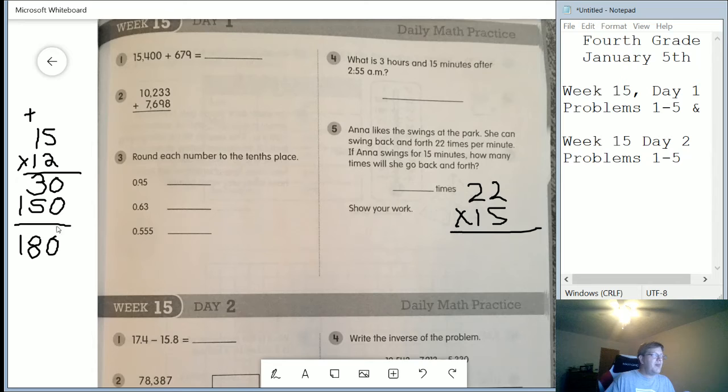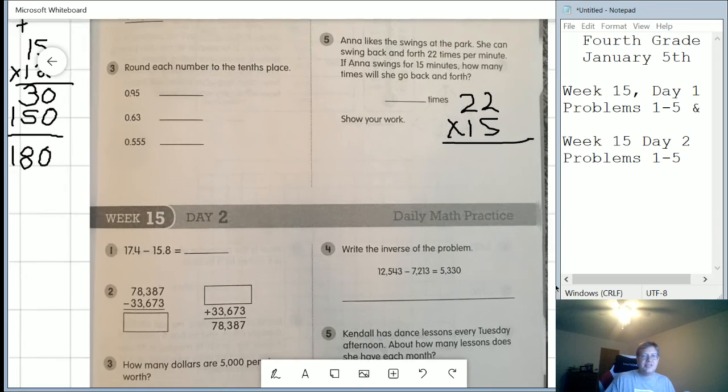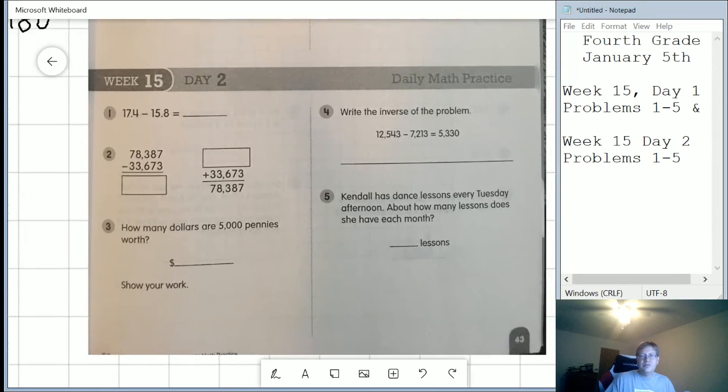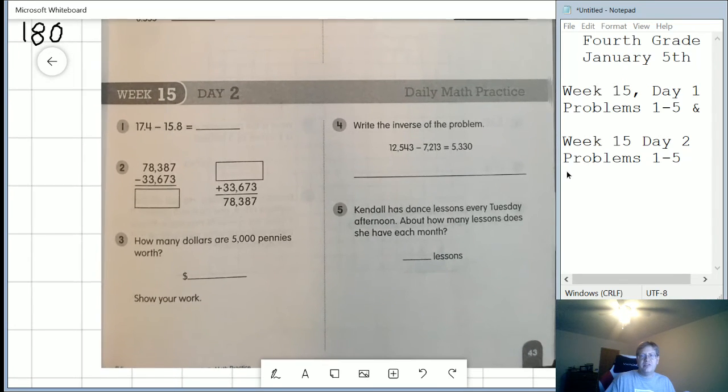And if you need to go back and see the individual steps, it's going to work the exact same way with these numbers as what I did here. If you need to rewind the video, go ahead and do that. Now for day 2, whoopsies, a little bit farther. There we go.